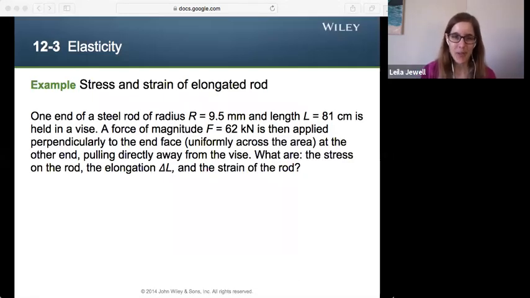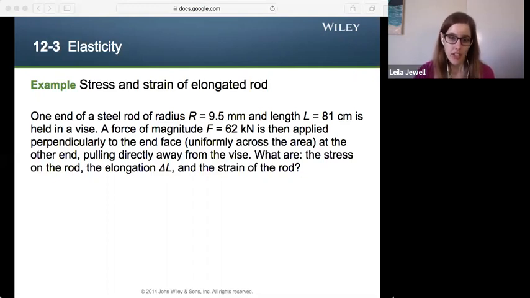All right, one example to wrap up. Stress and strain of an elongated rod. One end of a steel rod of radius R is 9.5 millimeters and length L is 81 centimeters is held in a vise. A force of magnitude 62 kilonewtons is then applied perpendicularly to the end face, uniform across the area, at the other end, pulling directly away from the vise. What are the stress on the rod, the elongation delta L, and the strain on the rod?